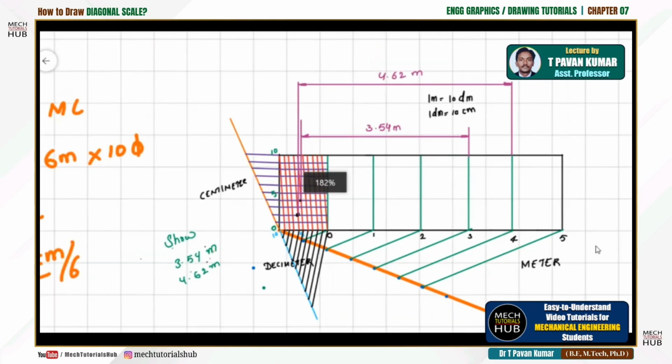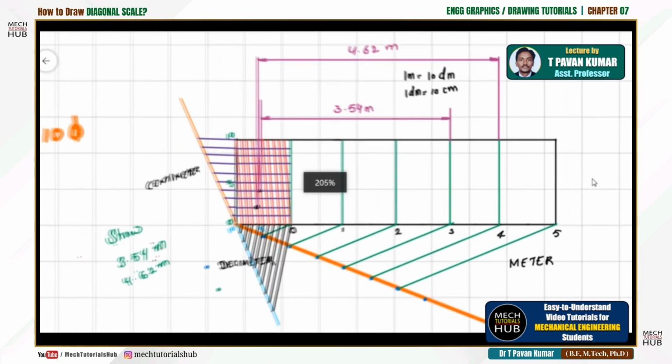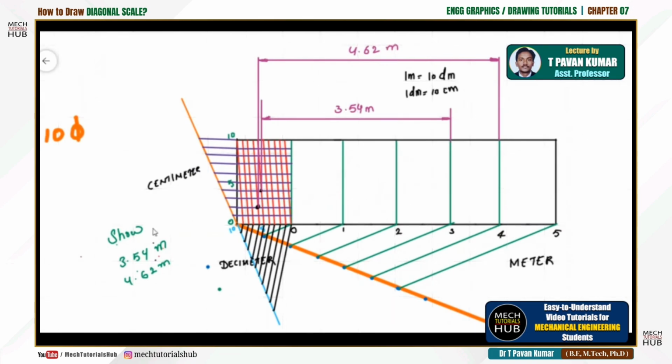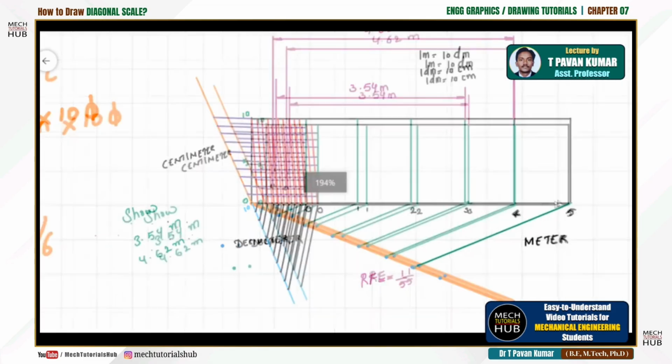Alright, simply. Okay, just to make you understand, I have considered 2 units which will read up to 3 dimensions. Meter scale, decimeter scale, centimeter scale, all the 3 can be read in this particular diagonal scale. So after construction, everything is done. Simply write down the RF value in the middle of the scale, which is 1:50. RF is equal to 1:50, which we have calculated.